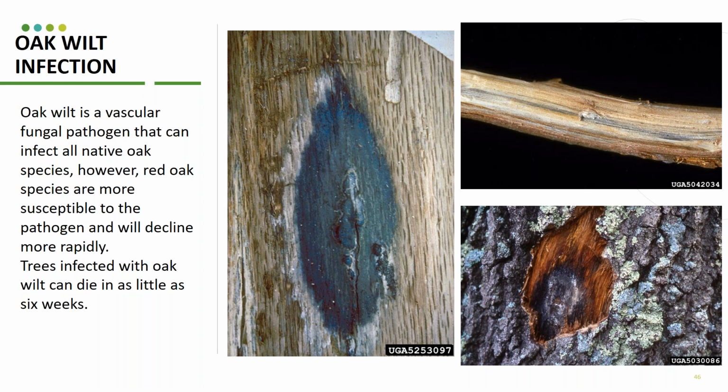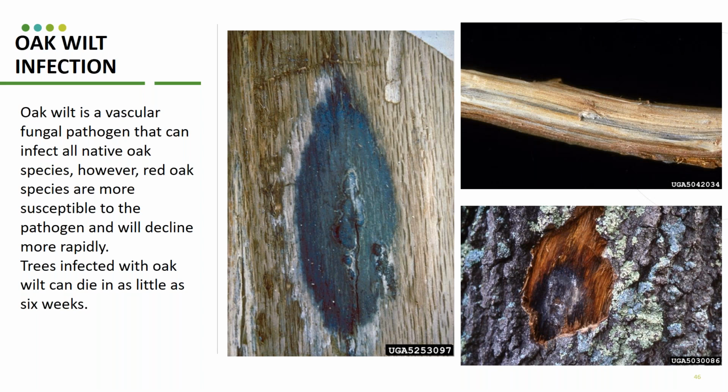Oak wilt can infect any oak. Red oaks are a little bit more susceptible and will decline much more quickly. So a red oak can get infected in June and be dead by August. So in as little as 6 weeks, it can completely kill a healthy tree. So it is something we're concerned about, and if we did find it here in Massachusetts, we would take quick action and attempt to completely eradicate it.